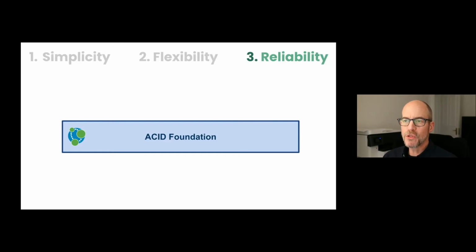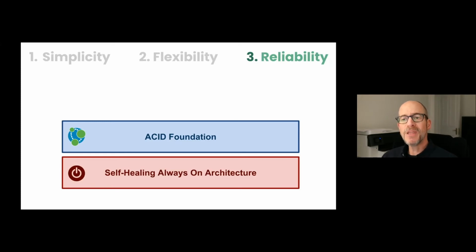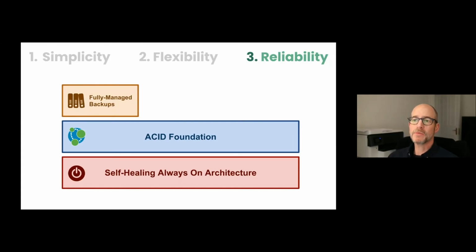We wanted to ensure the greatest possible availability for customers and the greatest resilience to the inevitable failure of underlying cloud infrastructure. So we built an automatically self-healing, always-on architecture so that customers can rely on the system automatically recovering from any underlying problem. On top of this foundation, we planned fully managed backups so that customers never have to worry about recovering from accidental data loss.